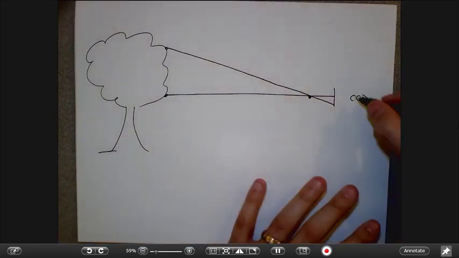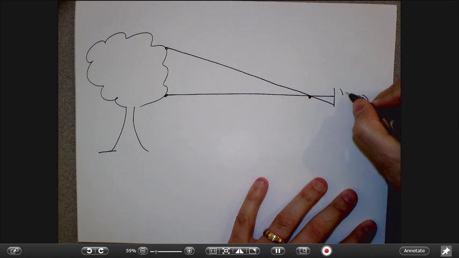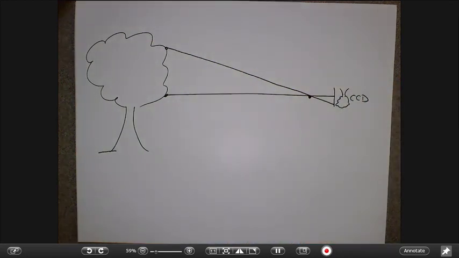And consequently, what appears on the sensor is like a tiny upside-down image of what I'm looking at. Okay? And this allows us to figure out, if I've got an object in the world that is a certain size, how big is it going to appear on the CCD? How many pixels will it take up?